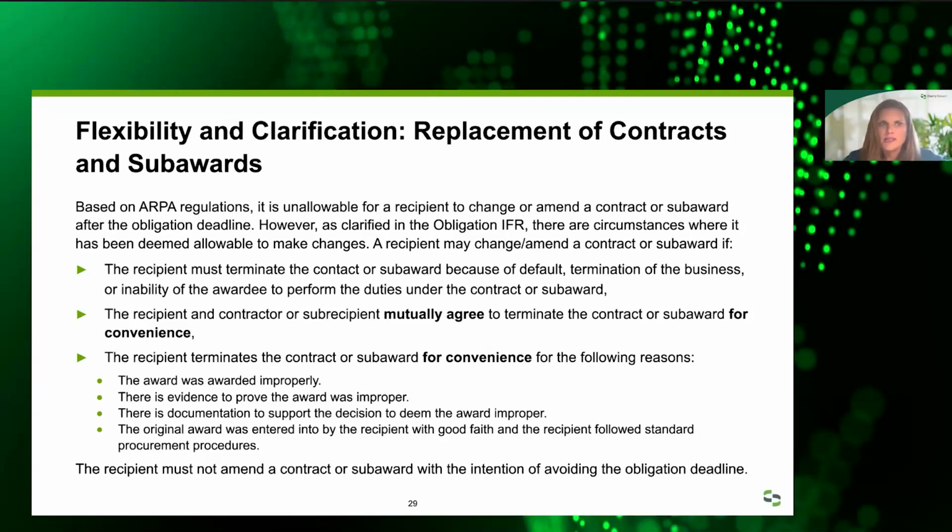The replacement of contracts and subawards, high level, you must terminate the contract and subaward for default. It's allowable if the recipient and contractor mutually agree to terminate. So it's one of those things that you can't just obligate and then terminate on the other side. That's the idea. There has to be justification and reason so that it doesn't show that you were just filling a stopgap, basically. The recipients must not amend a contract or subaward with intention of avoiding the obligation deadline. So that's kind of the key to this particular clarification.